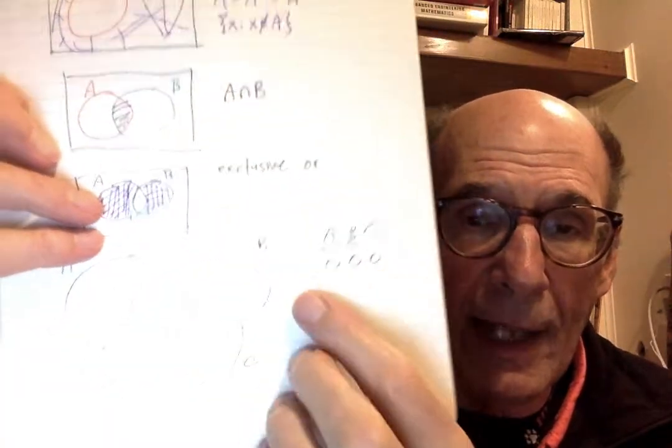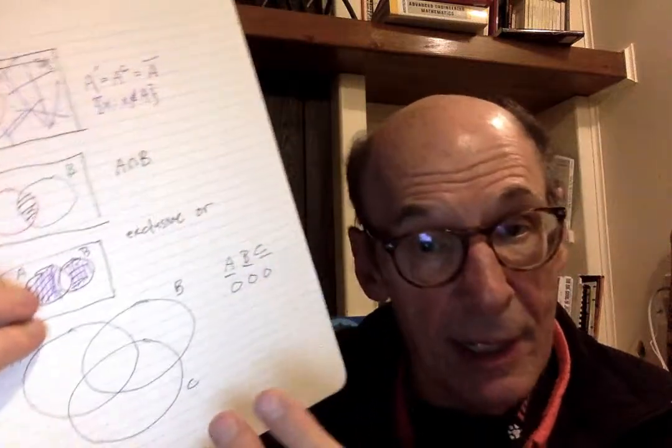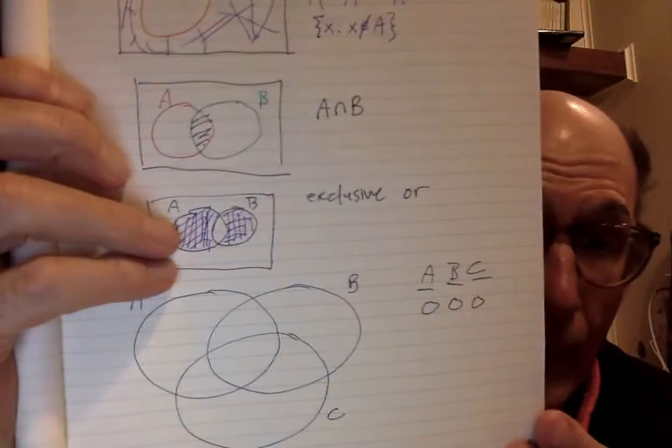So something in that region is not in any of these sets A, B, and C, which means it's somewhere in the complement of their union. So that's the first thing we get. We have the possibilities of the things that are only in one set. So we have 1, 0, 0, 0, 1, 0, and 0, 0, 1.